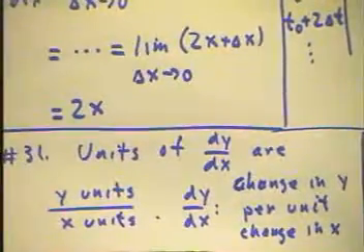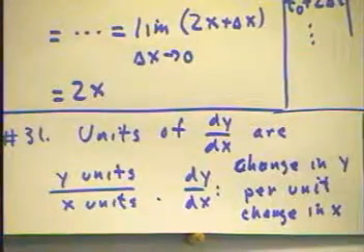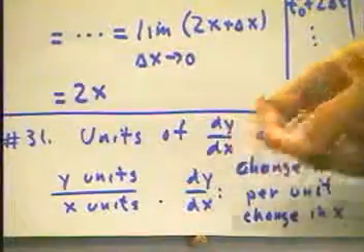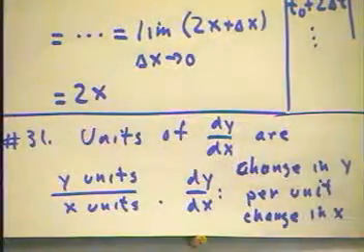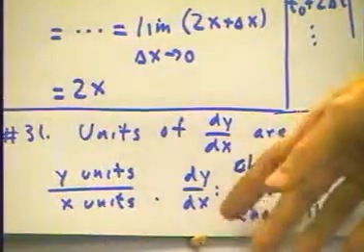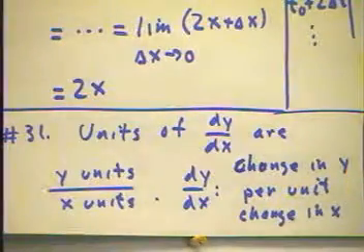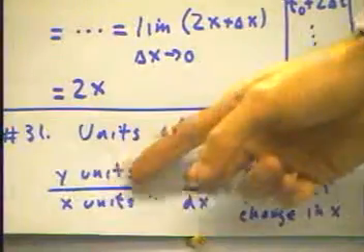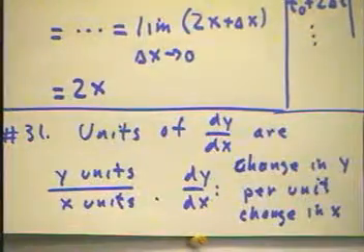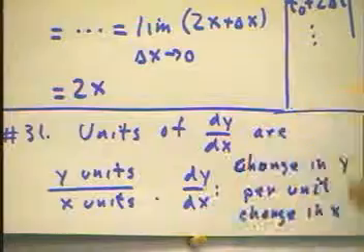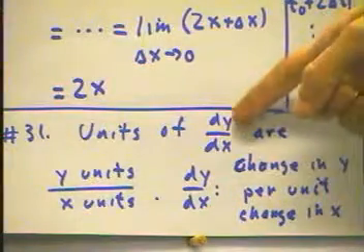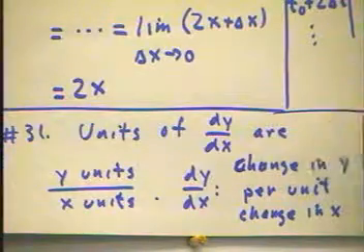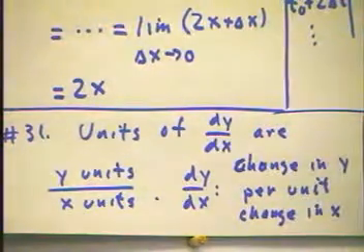Number 31 deals with interpretation of the derivative, especially with the units of dy dx. To interpret a derivative, we want to interpret what the units mean. So the units of dy dx, of course, the change of y is going to be in y units, the change of x is going to be in x units. And when we do dy over dx, we divide the change in y by the change in x. This tells us what the change is in y per unit of change in x.